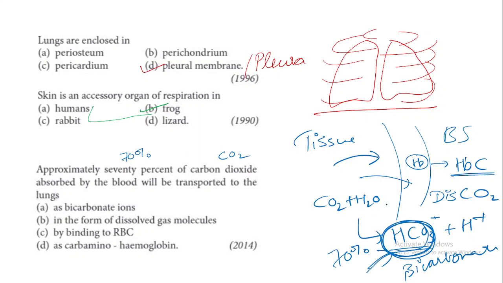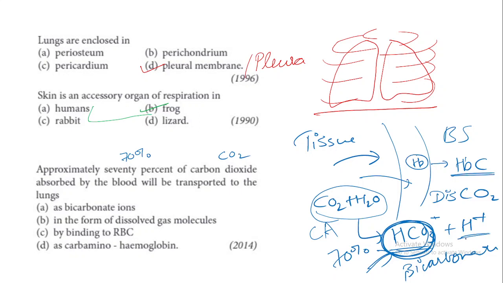You need to remember another important role of an enzyme. It is carbonic anhydrase. This enzyme enables the reaction of CO2 and water, and helps in the formation of HCO3 minus plus hydrogen ion.